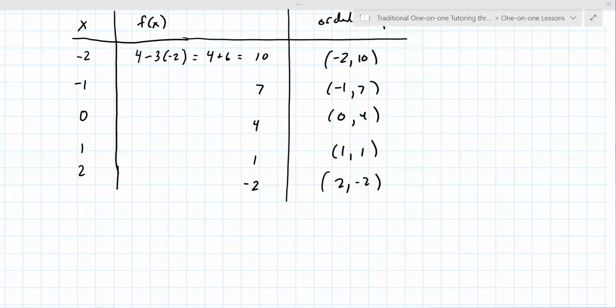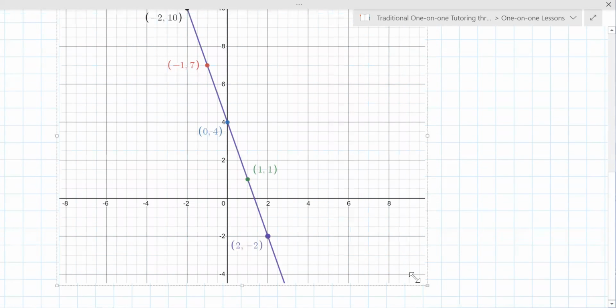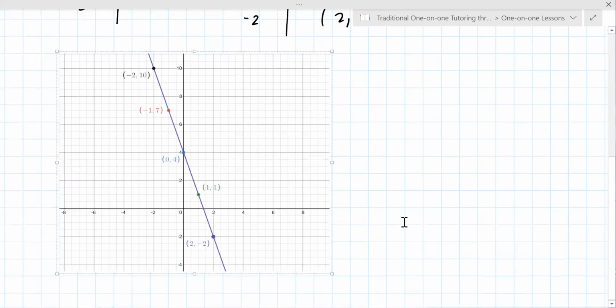So sometimes they give you a graph, sometimes they don't. I don't know. Did the instructor say to bring a ruler to class? My instructor does not say bring a ruler.